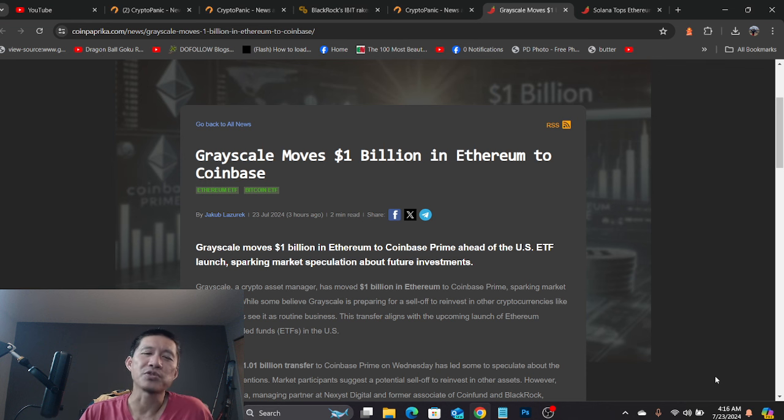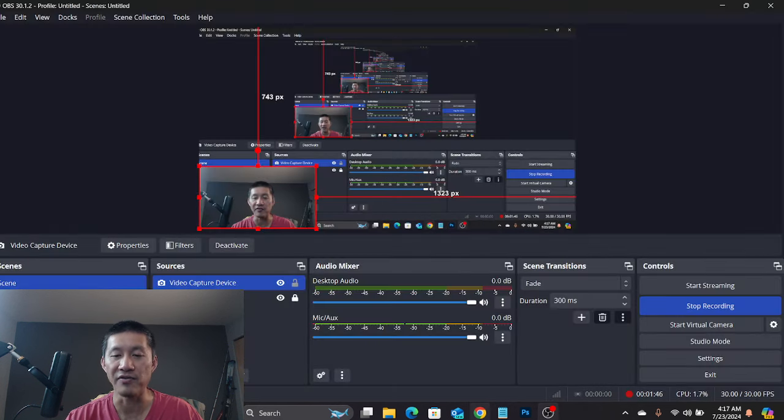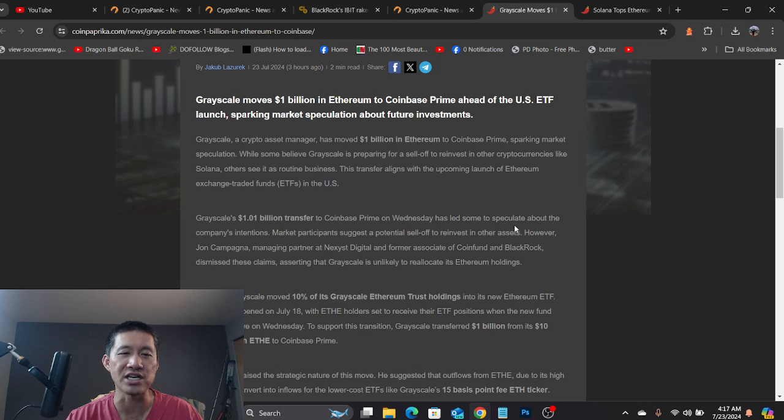So Grayscale moves $1 billion in Ethereum to Coinbase Prime ahead of the US ETF launch, sparking market speculation about future investments. Future isn't the next 2 weeks, maybe not a smart move. If they're going to dump a billion, they would move it to Coinbase in order to dump because they know that their customers are going to dump them for other people because they're charging 2.5% management fee and everyone else is charging 0.25. And no one wants to pay 2.5 when they can pay 0.25. Huge difference and a lot of money over time.